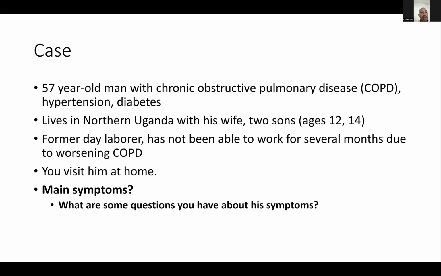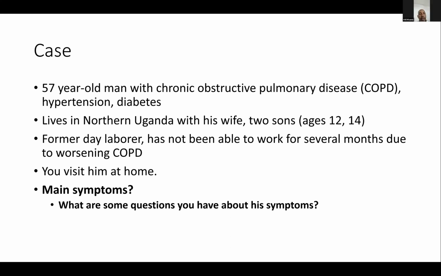The main symptoms, what are some questions you have about his symptoms? Case continued. He reports dyspnea, fatigue, anxiety. Dyspnea rated 4/10 at total rest, 8/10 with activity. Hey, Ali, maybe we can just ask the group, just like we did earlier, if they can put in the chat some of the symptoms.